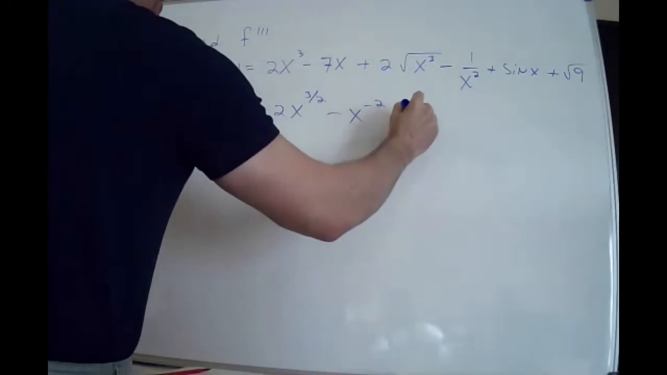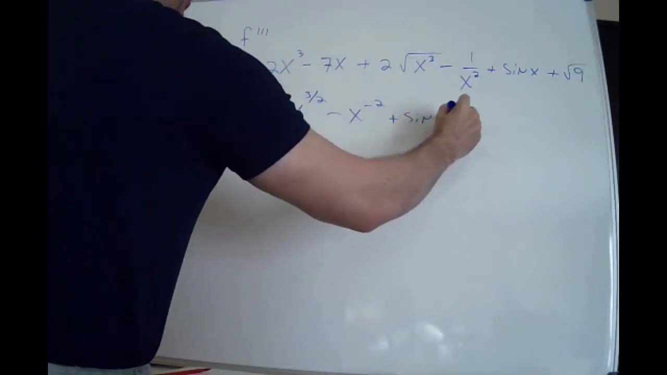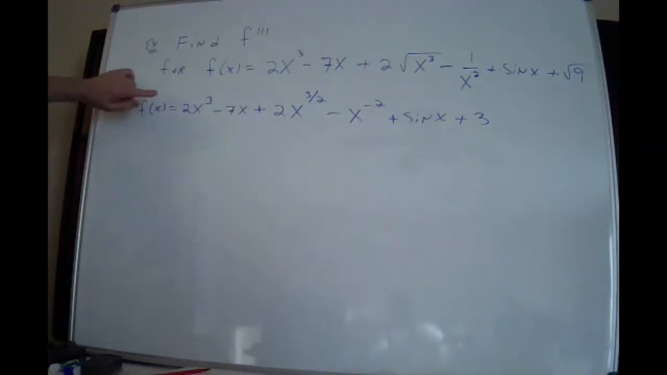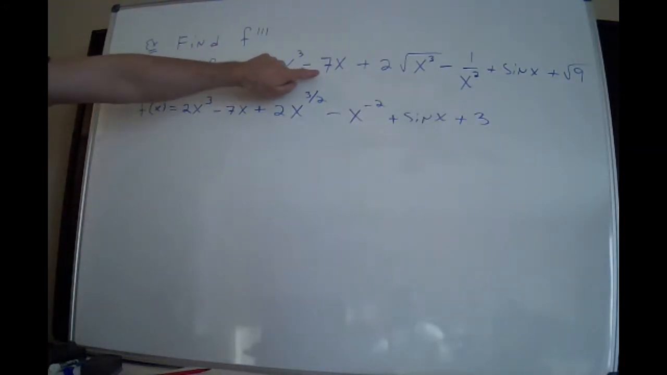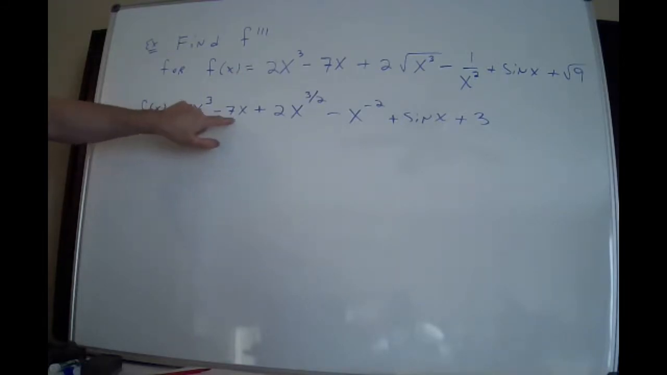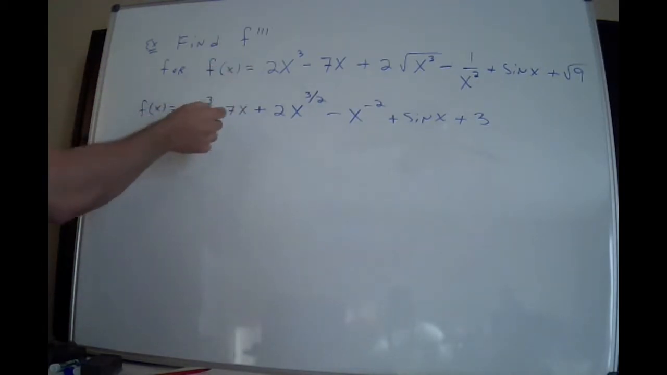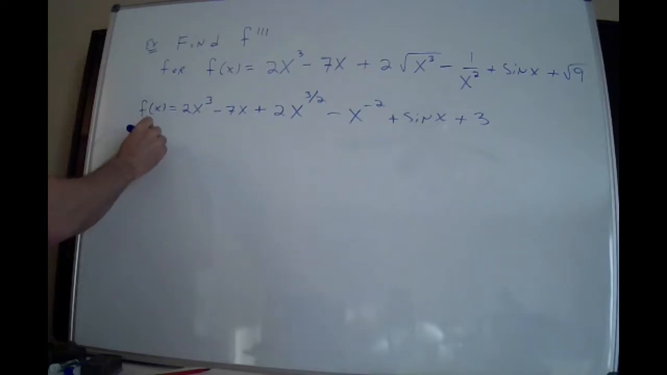Sine x, I don't have to mess with. And I'm pretty sure the square root of 9 is 3, so I may as well write 3 there. This is my rewrite. Again, this doesn't change. This doesn't change. Don't take derivatives here. I haven't taken the derivative yet. This is not f prime, this is f. If I see you do this on your test, it's wrong, okay? You cannot do that.